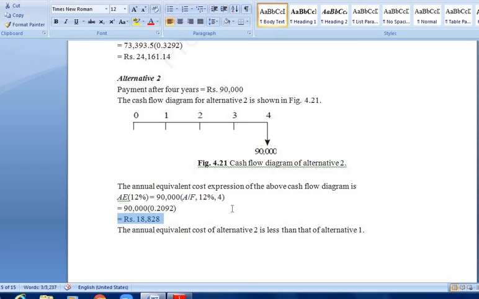I am going to give this, and please solve more problems so that you will become familiar with this. You can ask me your problems individually, or you can come to the college and meet me for any clarifications. This completes the annual equivalent method. In the next session we will discuss one more type, that is rate of return or internal rate of return.